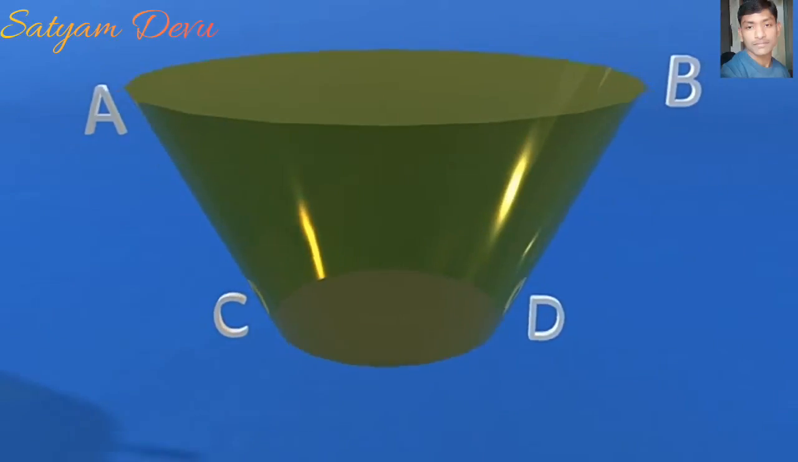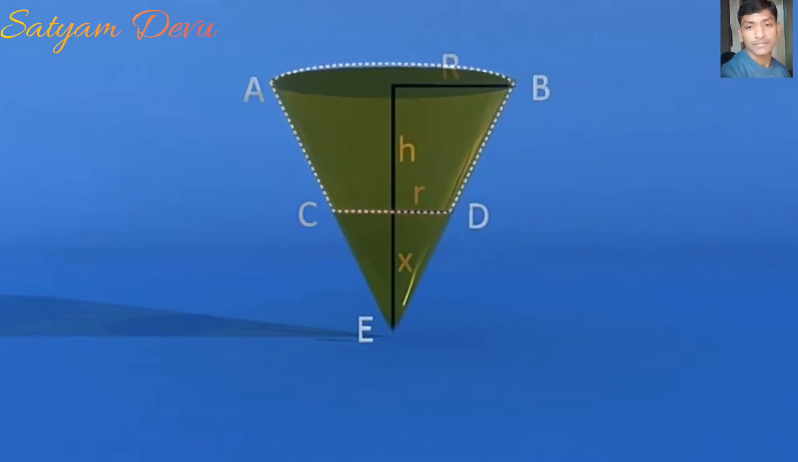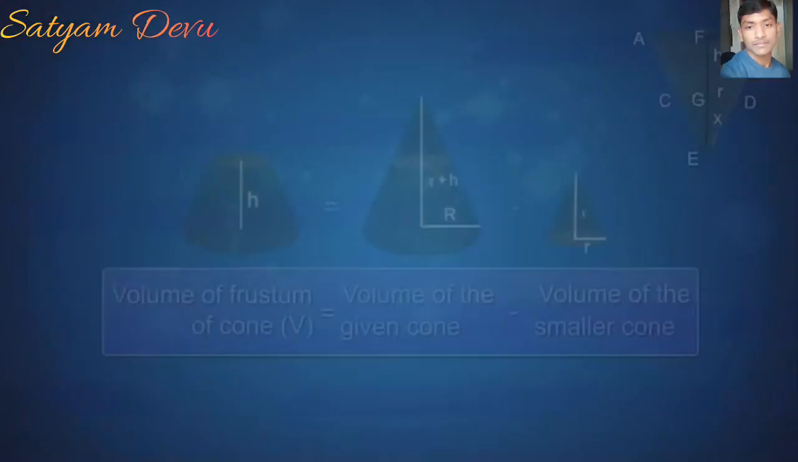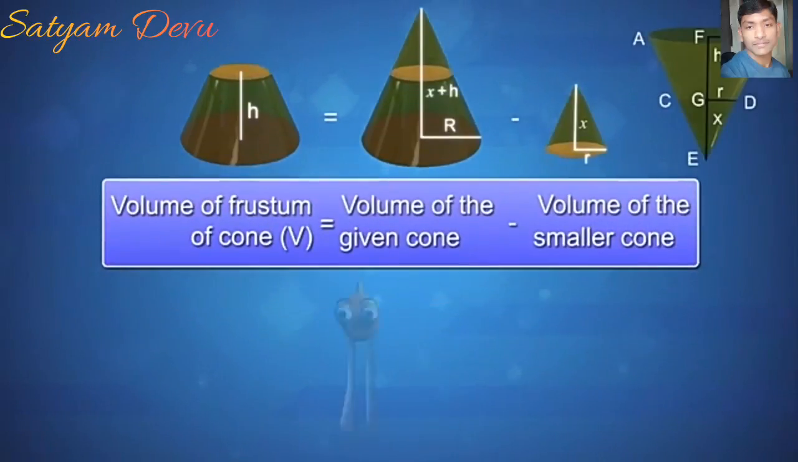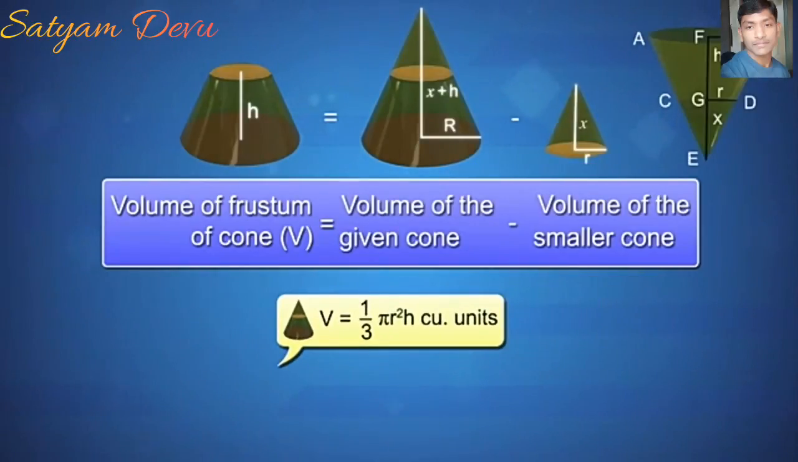ACDB is the frustum. Let its height be h and the height of the cone AEB be x plus h. As we know, the volume of frustum of cone is the difference between the volumes of two right circular cones. Can you recall the formula for volume of cone? You are right. It is 1 by 3 pi r square h cubic units. Using this formula, let's rewrite the equation.